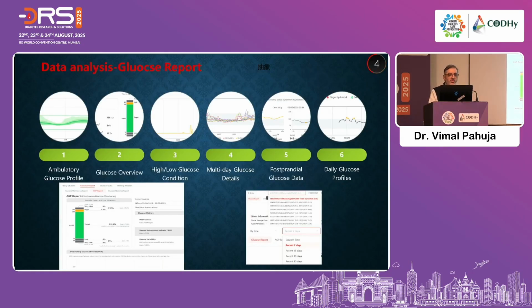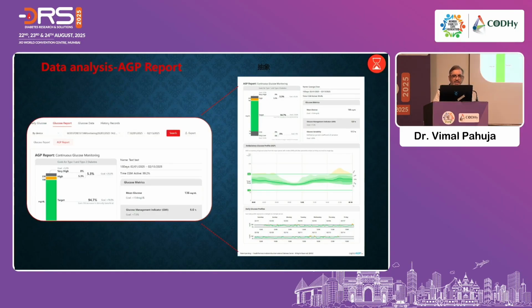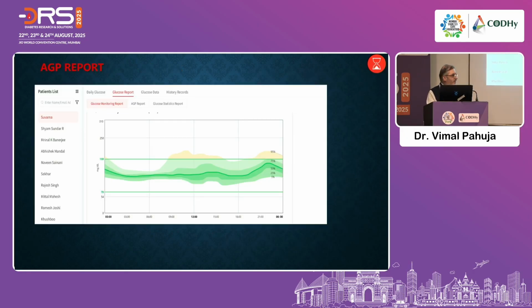And the ambulatory glucose profile overview, everything you can see: high glucose conditions, multiple daily glucose details, post-meal, a lot of data you can see. You can customize how you want to do it. And this is an AGP report, where you can see time in range, time above range, and the glucose profile day to day, everything can be seen at one glance here. And this is a typical AGP report which is generated here.